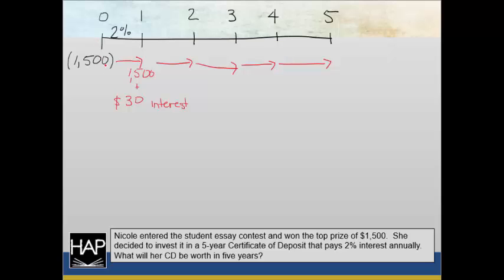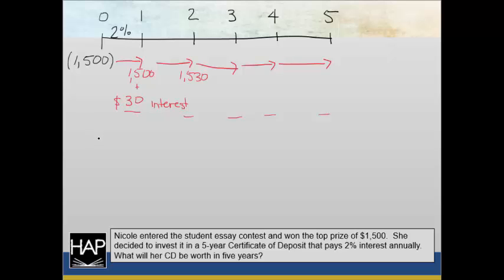While I could calculate the interest earned in every year by taking the $1,500 multiplied by 2% earns $30 interest, the second year I would take $1,530 because it's the $1,500 plus 30 and multiply that by 2% to find out how much interest I would get in year 2, and then find out the interest in year 3, year 4, and year 5, and then add those to the total current amount that I have. But that would be a long process.